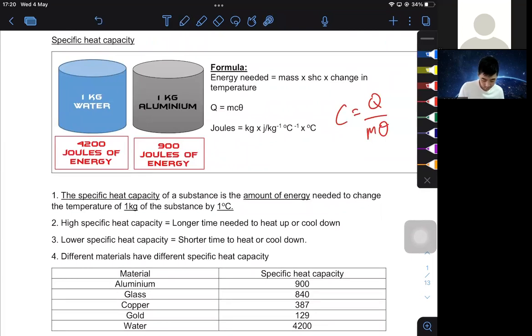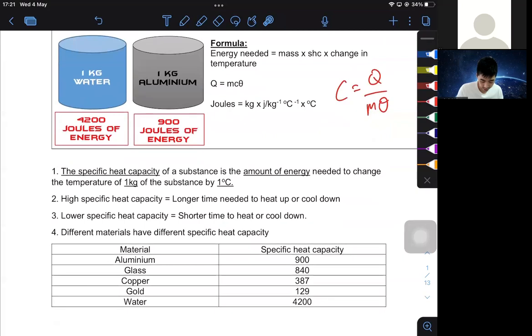All right. And high specific heat capacity obviously means it needs a longer time to heat up or cool down. For example, if you have ever boiled hot water before, you realize that it takes much longer for it to cool down compared to the pan, the metal on the side, right? It's because for high specific heat capacities, it's harder to heat up, but harder to cool down. Low specific heat capacities, you can heat up very fast, and cool down very fast, right? And thus, different materials have different specific heat capacities. You can see here, aluminium has 900, glass is 800, copper is the lowest, obviously. Gold is even lower, water is definitely the highest, right?